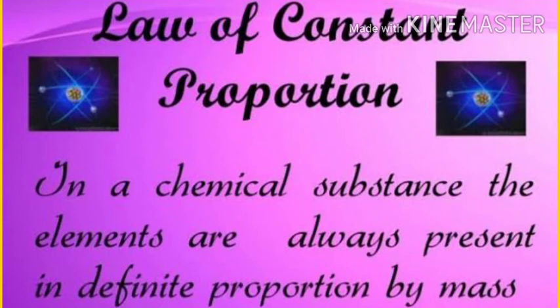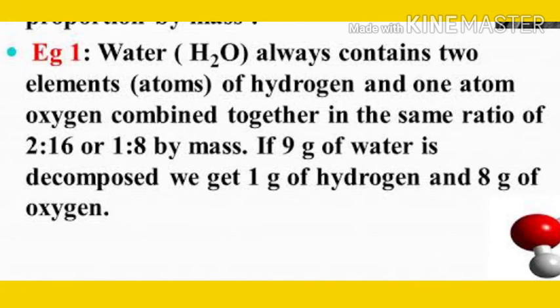According to this law, in a chemical substance, the elements are always present in definite proportion by mass. We'll explain it with the help of an example. Here you can see the water molecule, the molecular formula is H2O. It always contains two atoms of hydrogen and one atom of oxygen, which combine together in the same ratio of 2 is to 16, and its reduced ratio is 1 is to 8 by mass. So students, if 9 gram of water is decomposed, we get 1 gram of hydrogen and 8 gram of oxygen. That's all about the laws of chemical combination.